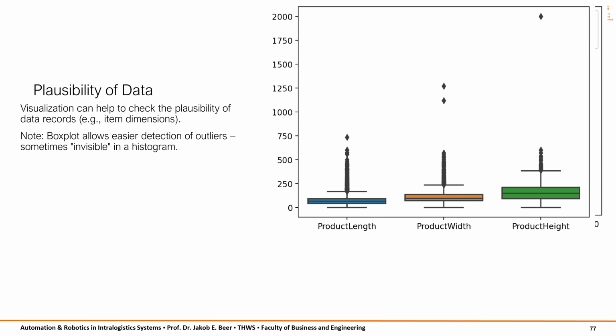Let's suppose we only looked at the mean and standard deviation of product length. What would we see? A mean of, say, 150 millimeters, a standard deviation of 60 millimeters. Nothing particularly unusual, right? You might think, okay, most products are between 90 and 210 millimeters in length. Sounds good. But that conclusion would be misleading.